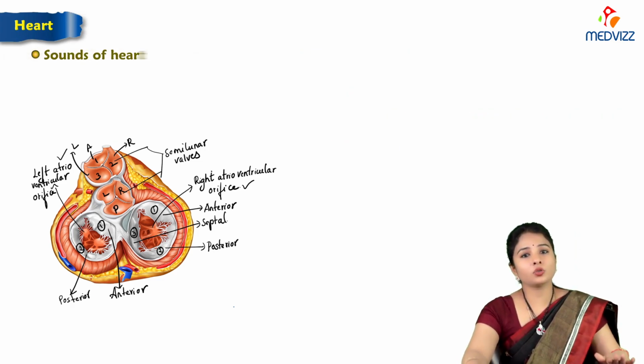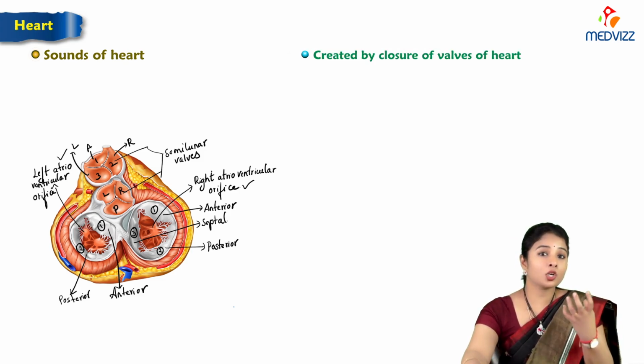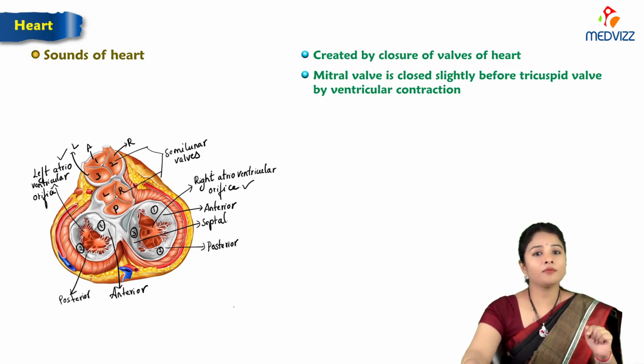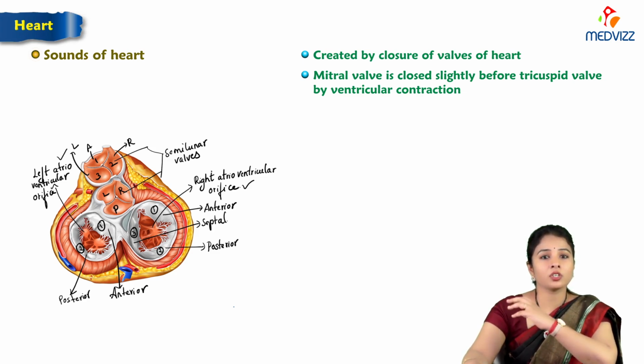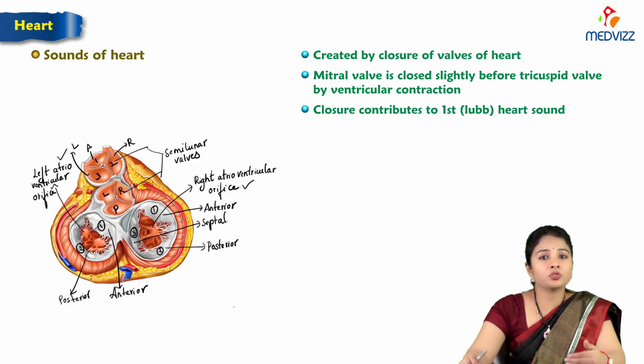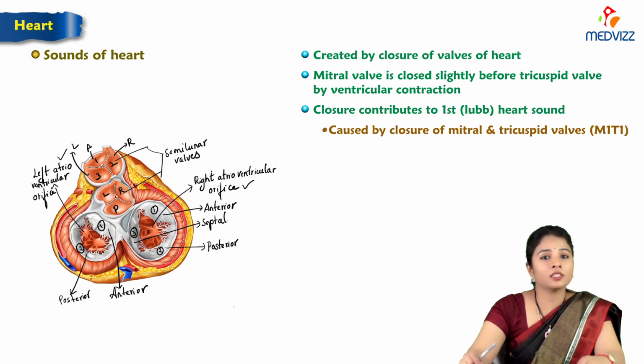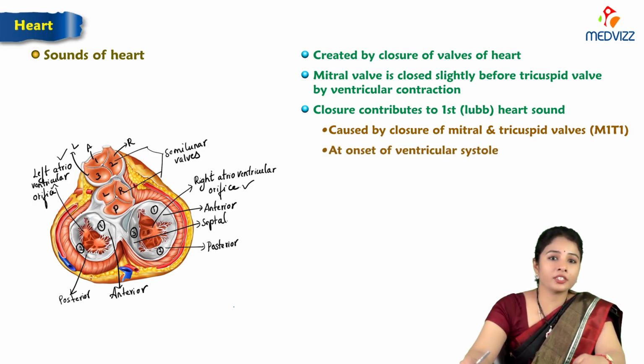Let us discuss the sounds of the heart, which are created by the closure of these valves. The mitral valve closes slightly before the tricuspid valve by ventricular contraction. So the closure contributes to the first lub sound of the heart. The first lub is caused by the closure of the mitral valve and also the tricuspid valve, which is called M1T1, mitral and tricuspid, at the onset of ventricular systole.